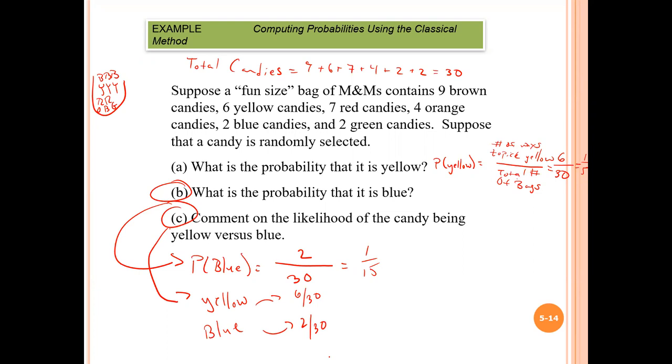So when they say likelihood, okay, what number would you have to multiply the 2 by to get to the 6? Yes, thank you, Tora, yeah. So what that means, if I have to multiply this by 3 to get to the 6, it means that yellow is 3 times as likely of an outcome. So that's what we mean by the likelihood. Okay, yellow to blue.